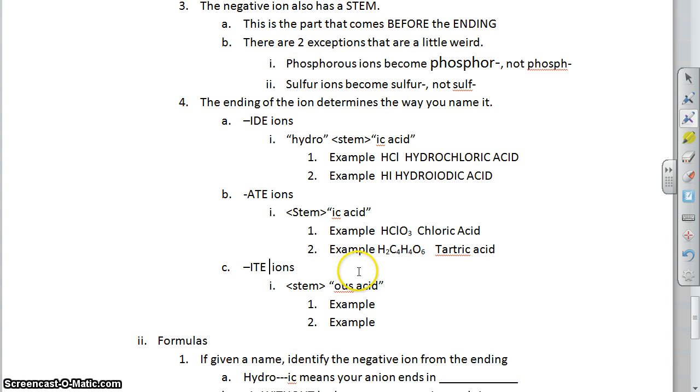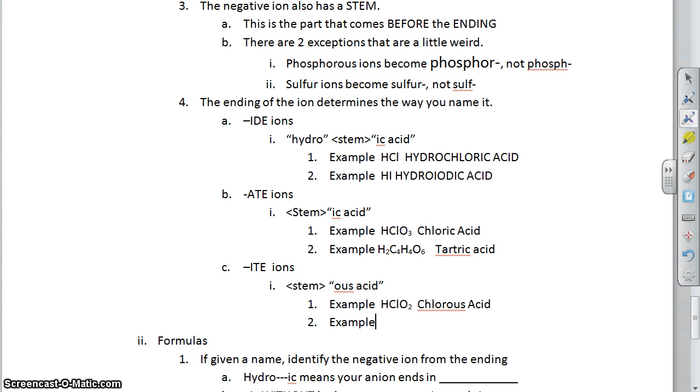The last kind of ending is the ite ending, and it works exactly like the ate ending, except that instead of ic acid, we say ous acid. As an example, sticking with our chlorine theme here, HClO2: we see that it starts with H, so it's an acid. The ClO2 is chlorite. We know that it's on our ion sheet, so we chop off the ending, and since it's chlorite, that turns into ous acid.